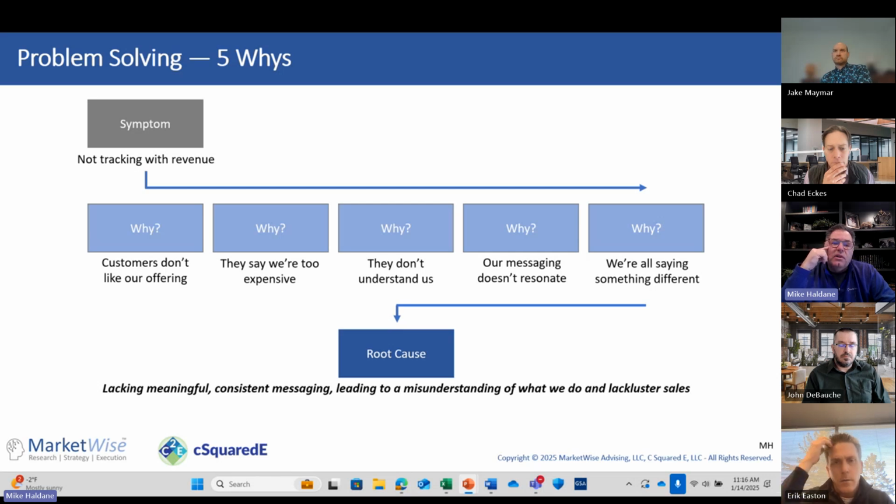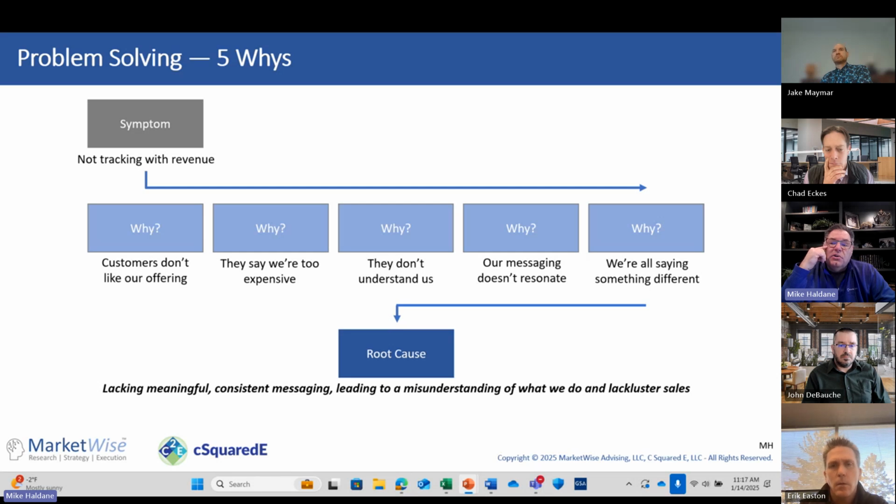Okay, well, why is that? Well, they say that we're too expensive. Okay, why are they saying that? Well, they don't really understand us or what we do. Okay, well, why don't they? Well, because our messaging doesn't resonate. Okay, why doesn't our messaging resonate? We're all saying something different.